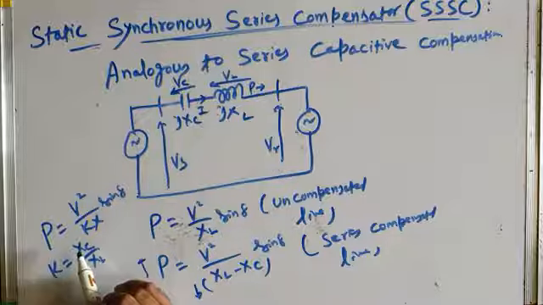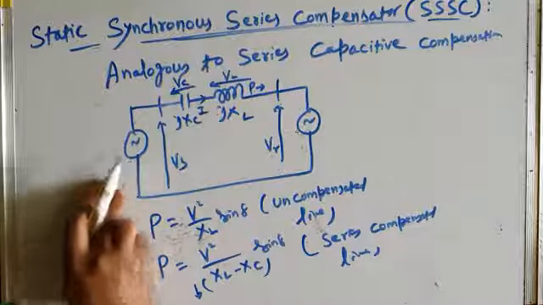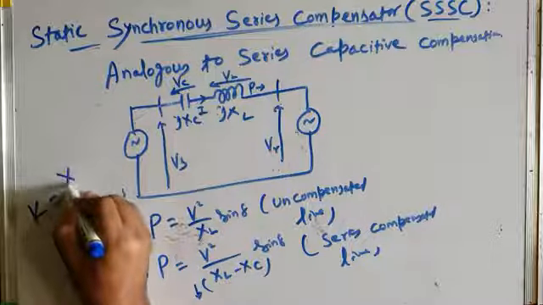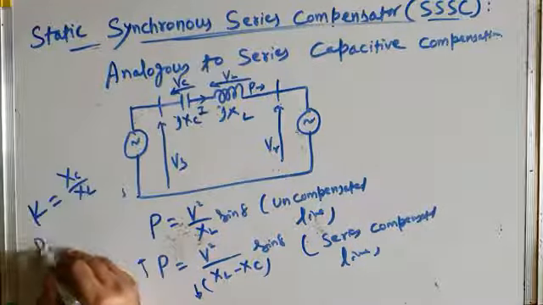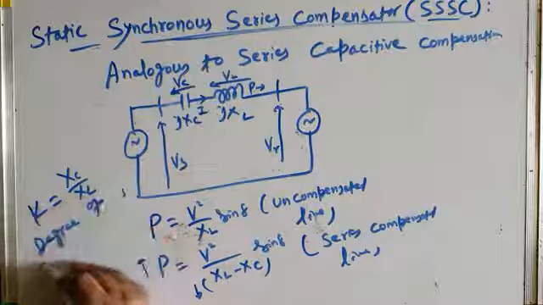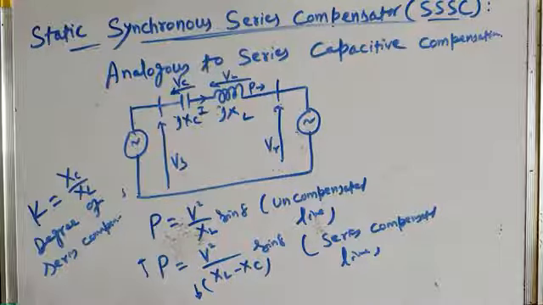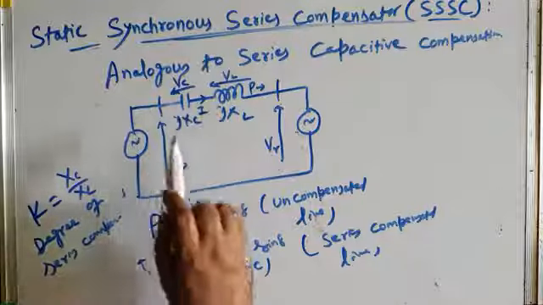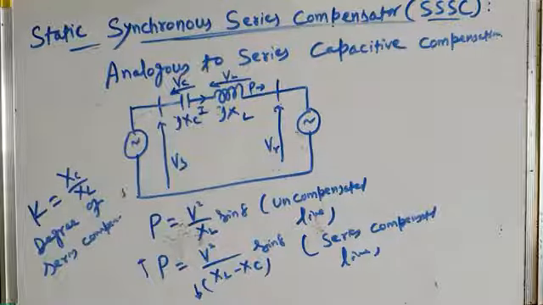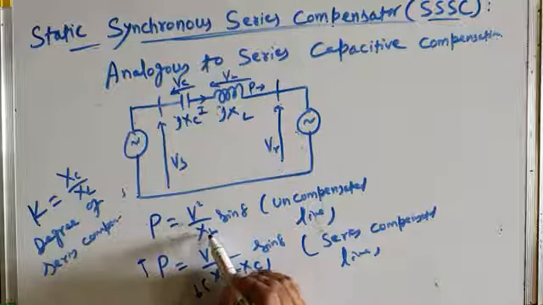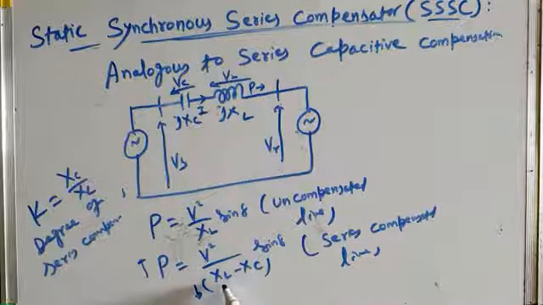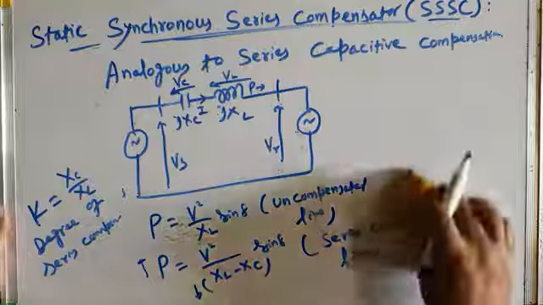K is XC by XL, and it is called degree of series compensation. Anyway, whenever we do the series capacitive compensation of a transmission line like this, the power equation gets modified. The overall line reactance decreases. For the uncompensated line it was XL, a higher value, and it gets reduced to XL minus XC. So the power transferring capability of the transmission line increases. This is how compensation is done.